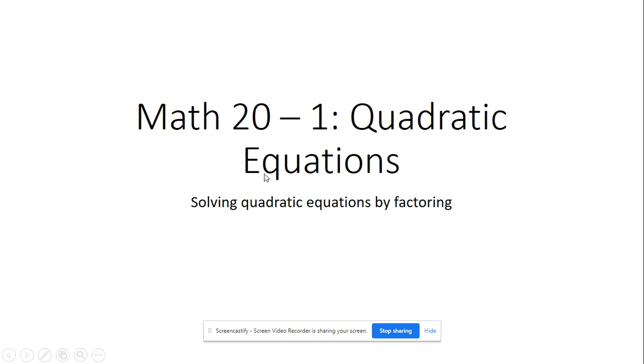Hey guys, welcome back. So just continuing our discussion on solving quadratic equations. We just finished a factoring review on how to do that, and so now we're going to solve some more equations.